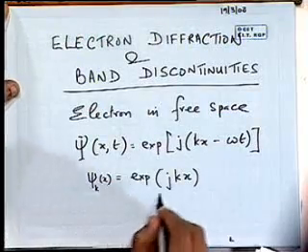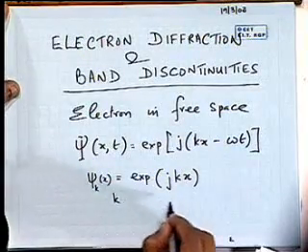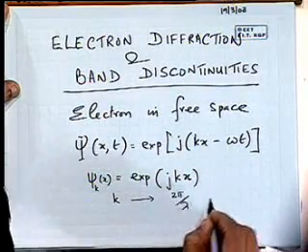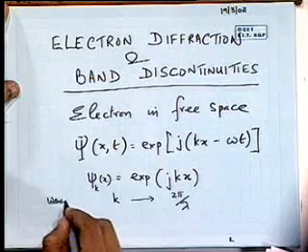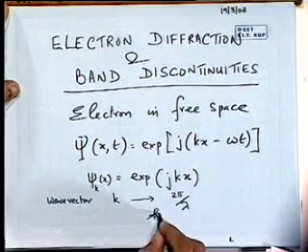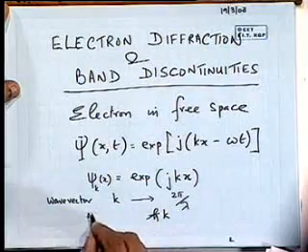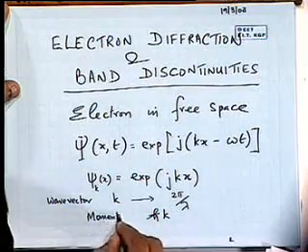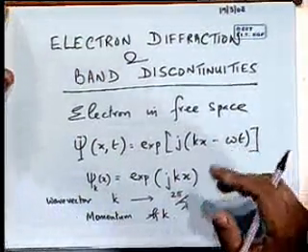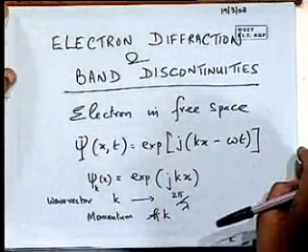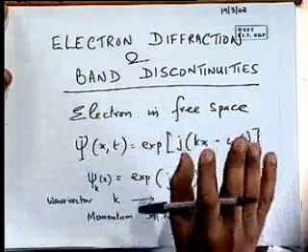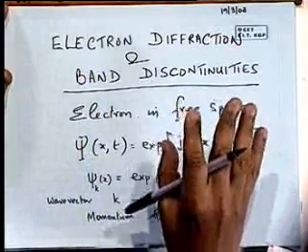For such a wave, k was the wave vector given by 2 pi by lambda, and its momentum was simply h bar k. Now, this is strictly speaking true only for the electron in free space, but for an electron that is moving within a certain band inside a metal, we could probably use the same idea.